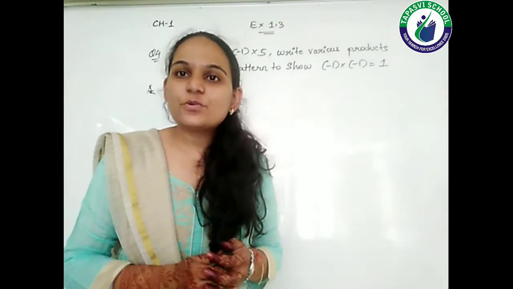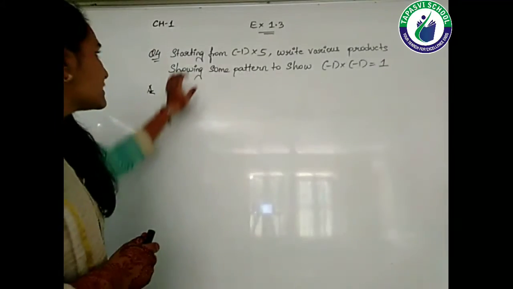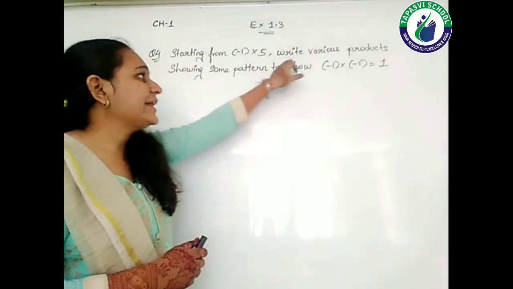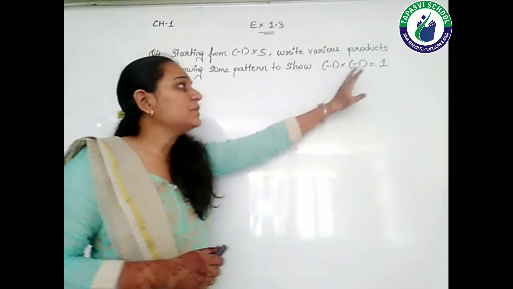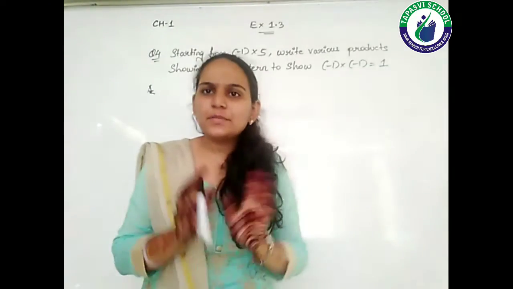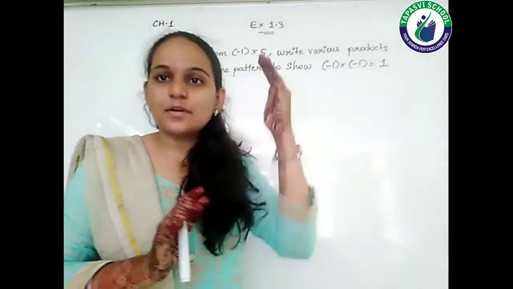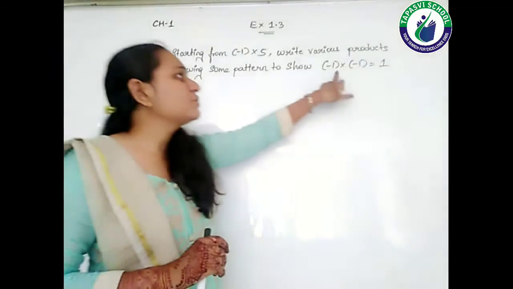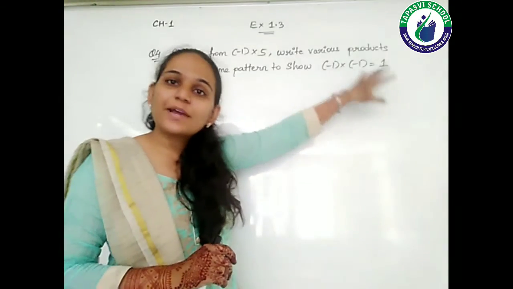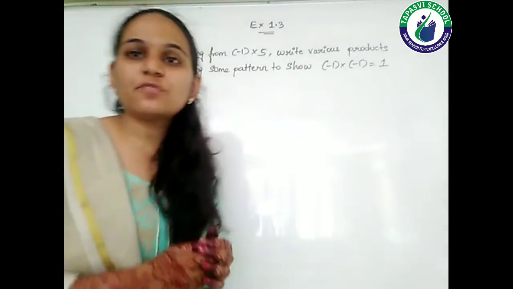Okay students, now let's see the question number 4. Starting from minus 1 into 5, write various products showing some pattern to show minus 1 into minus 1 is equal to 1. That means we need to start the pattern from minus 1 into 5 and go up to minus 1 into minus 1. So let's begin from here.